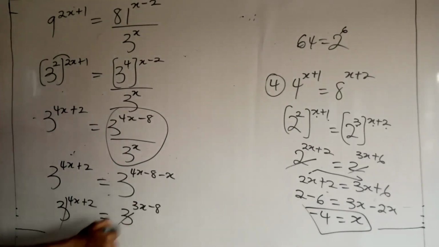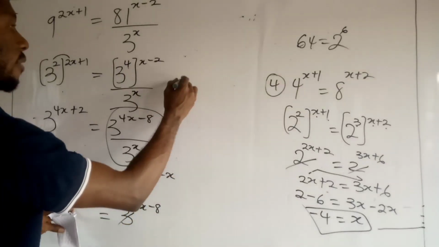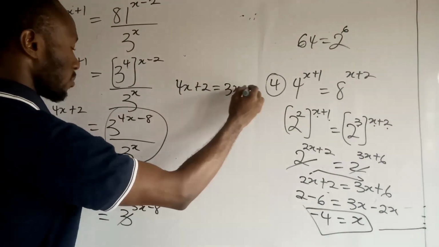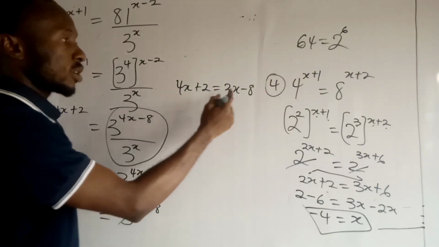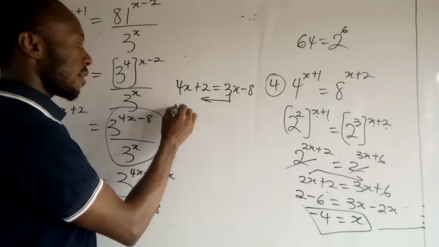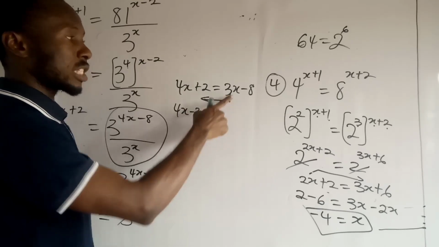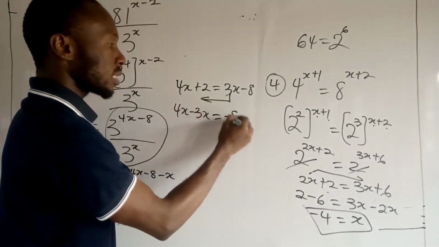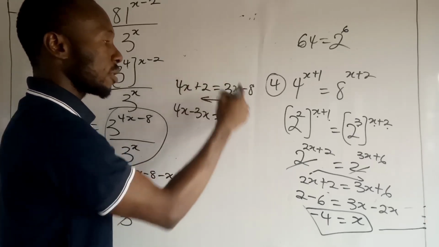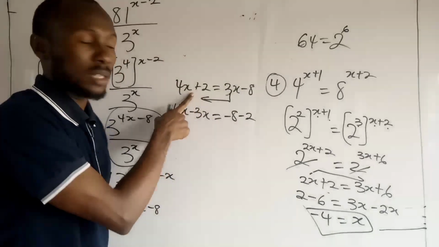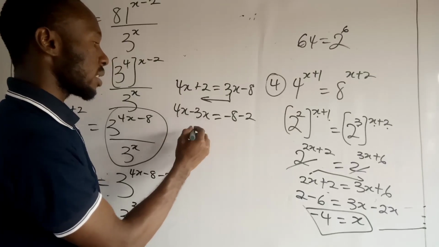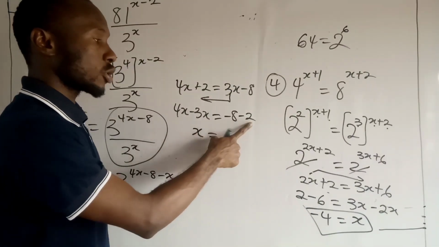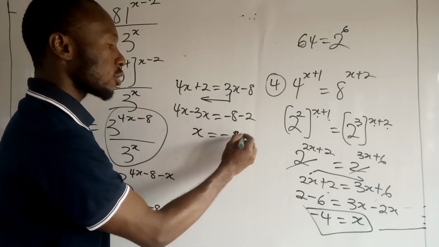Now the base is going to cancel out, so we equate the exponent. So we have 4x plus 2 is equal to 3x minus 8. You collect like terms, this one goes over to this side, so you have 4x minus 3x. The 3x is positive, so when it comes over here it becomes negative. When the 2 goes over here, it becomes minus 2 because it's positive right here. 4x minus 3x is just x, and minus 8 minus 2 is minus 10.